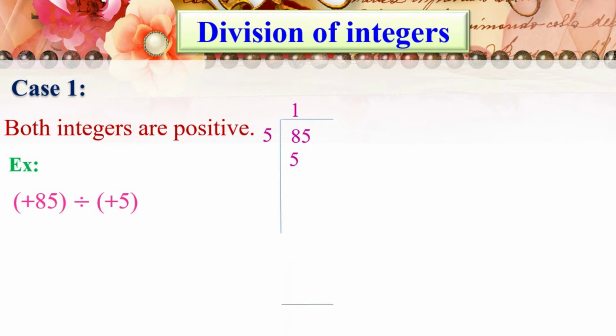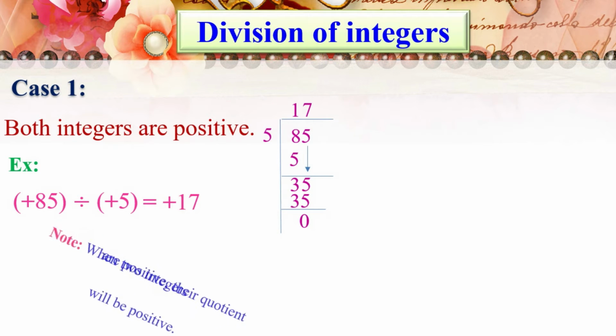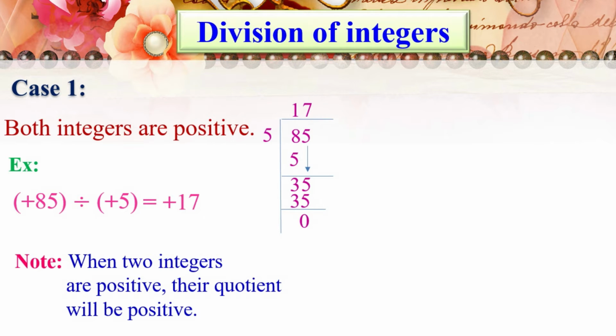1 5 is 5. 8 minus 5, we get 3. Subtract the numbers. Now bring down 5. We get 35. 7 5s are 35. Now we have to subtract 35 minus 35. We get 0. Therefore, plus 85 divided by plus 5 is equal to plus 17. Quotient is plus 17. That means when two integers are positive, their quotient will be positive.